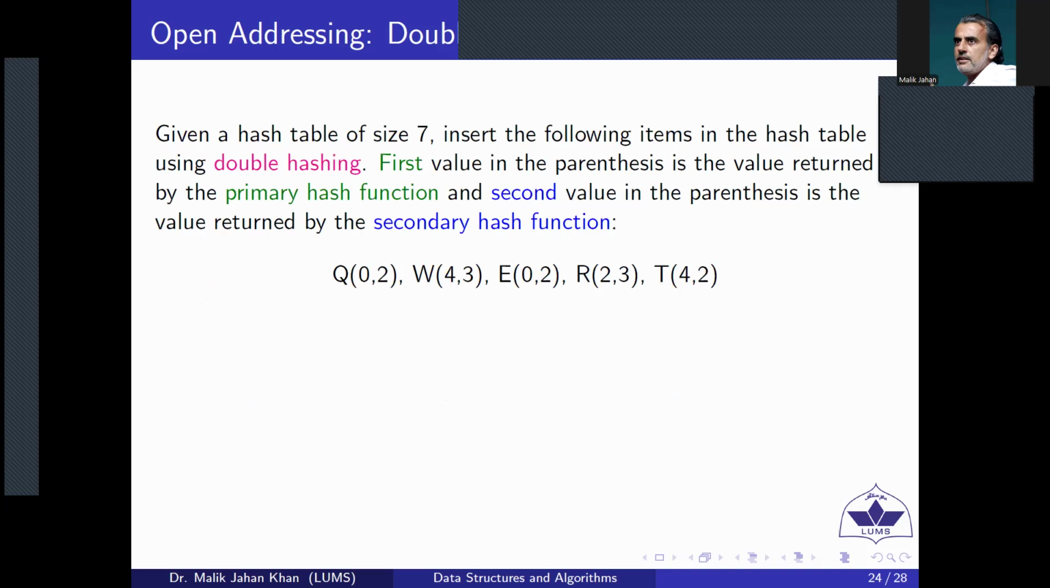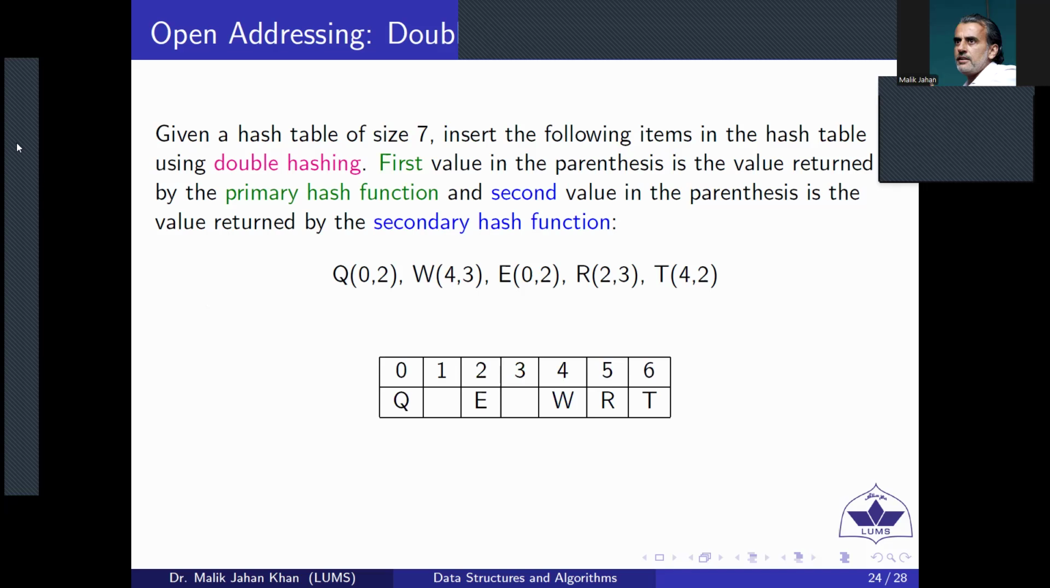Let's go over an example. This time we have two numbers given with every object. The first number is the answer of the primary hash function, which we have to use in any case. The second one is being returned by the secondary hash function, and that's what we'll be using for resolving the collisions if we end up in that situation.